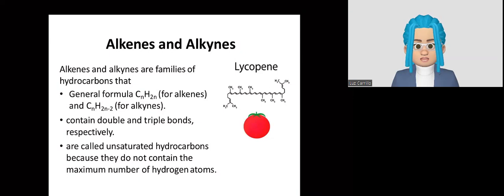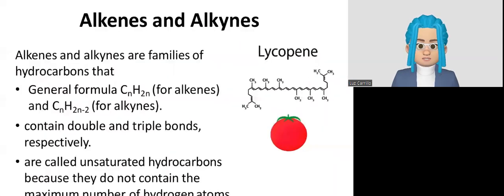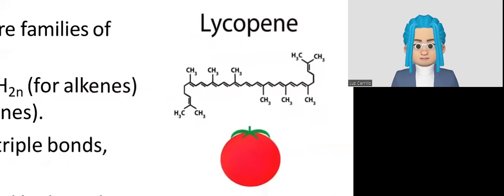An example of an alkene, as you can observe here, is lycopene. Lycopene is the molecule that is responsible for the redness that we see in tomatoes. It is actually an antioxidant. And as you can see from the ending of the name, lycopene, that "ene" ending indicates that we have alkenes in the structure. And when you look at the structure, you can see that there are many alkenes in lycopene.